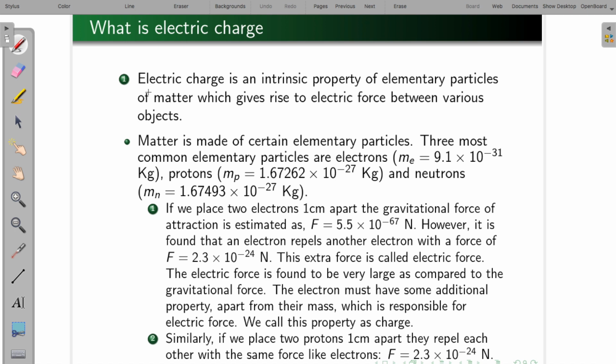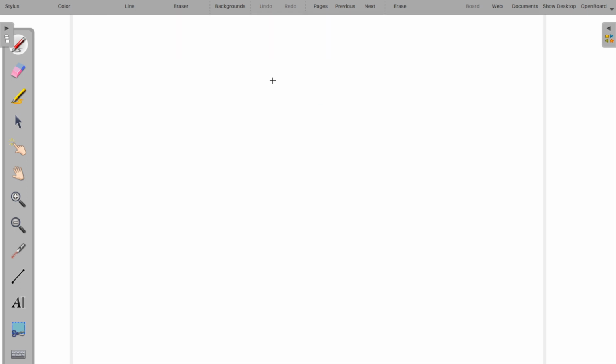The definition of the electric charge is given here. The electric charge is an intrinsic property of the elementary particles of matter, which gives rise to the electric force between various objects. What does it mean? It means that electric charge is such a property that if we place an electric charge here and bring another electric charge here, either it will feel an attractive force or it will feel a repulsive force.